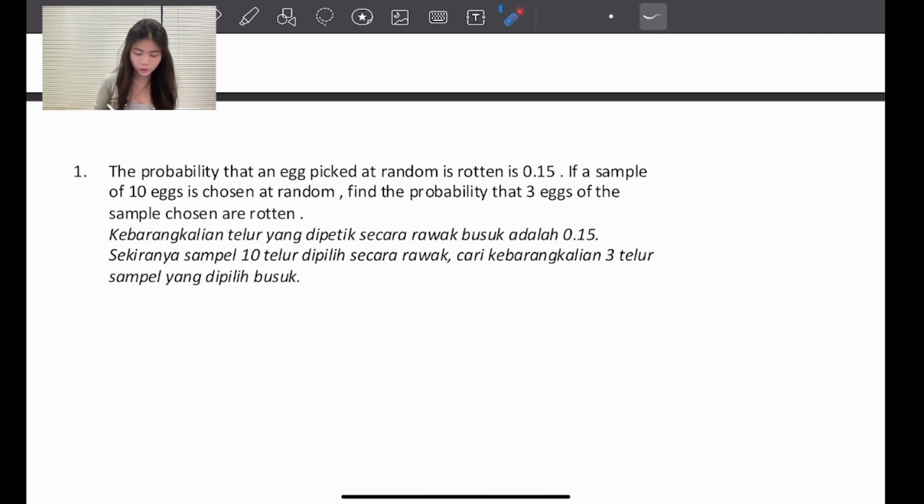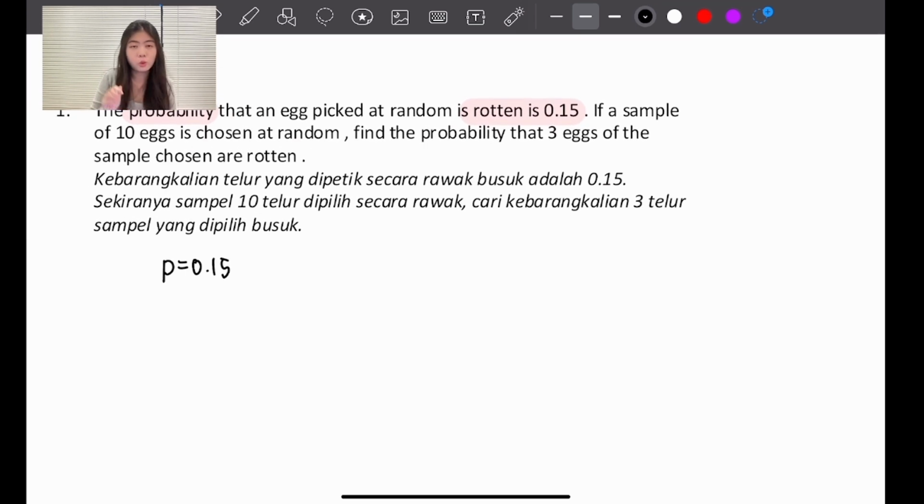Let's look at these questions. The probability that an egg picked at random is rotten is 0.15. So here the question has already told us the probability of the egg being rotten. So the probability is 0.15. This is the probability of success. Once we know p, we can naturally find q, right? How do we find q? We use 1 minus 0.15, so we get 0.85.